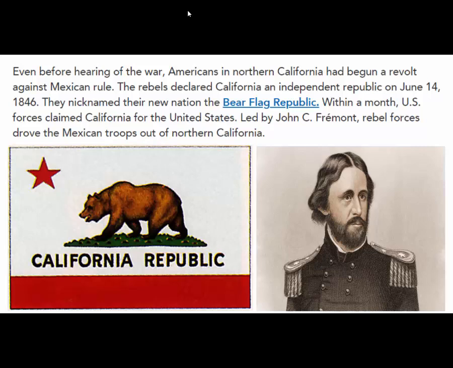Question 15. What did the rebels in California do on June 14, 1846? They declared California an independent republic and named it the Bear Flag Republic.